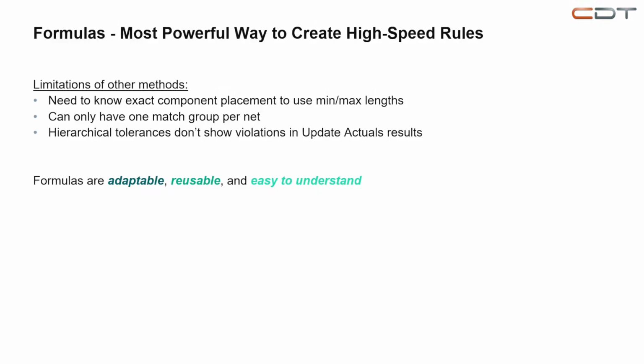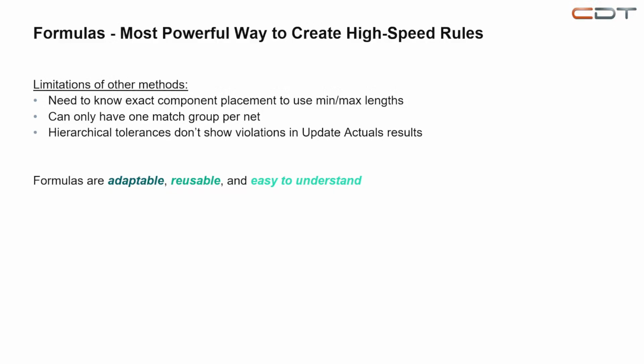Okay, so I mentioned formulas, and I want to talk about why we are pushing formulas specifically. We have our topology set up, and my ordering is good. The pin pairs exist, and now we are ready to define our high-speed rules. Well, there are a couple of different ways you can do this. We have min-max lengths, we have match groups, we have hierarchical tolerances, but formulas are by far the most versatile way to create high-speed rules, and here is why.